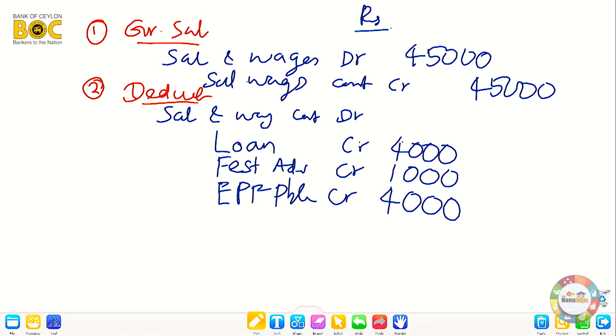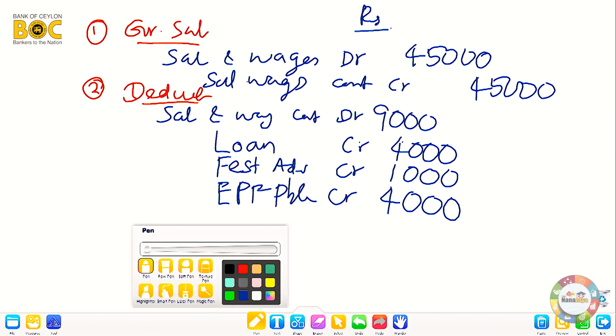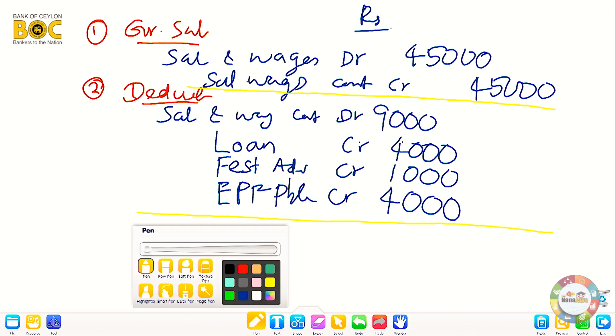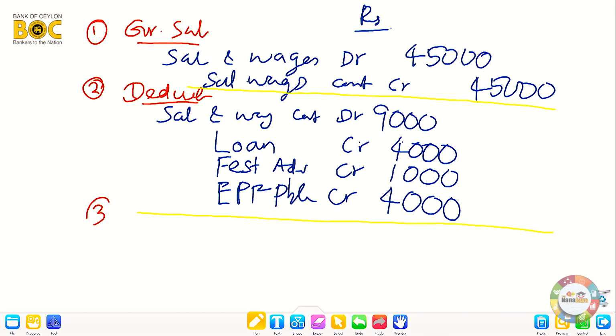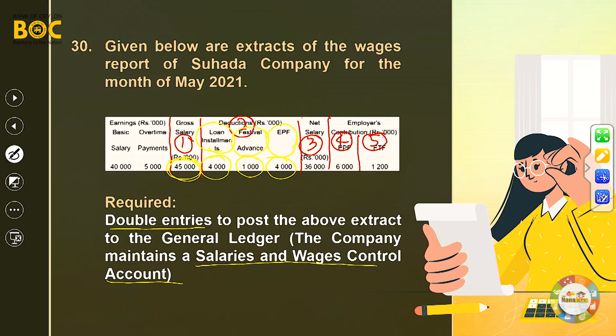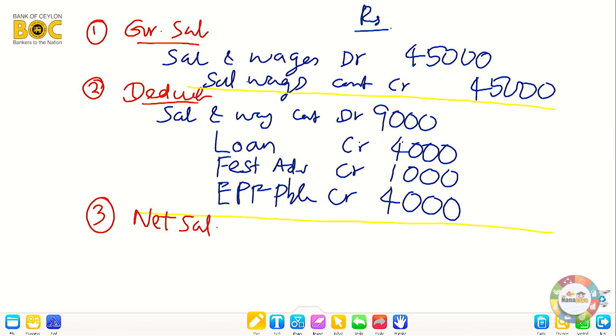Then the control account debit 9,000 rupees. First entry, second entry. Then the third entry, you record net salary payable or paid. So that's a double entry. Net salary you have 36,000.